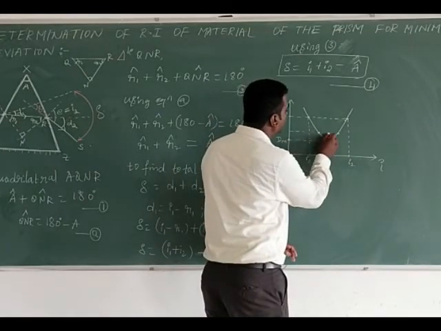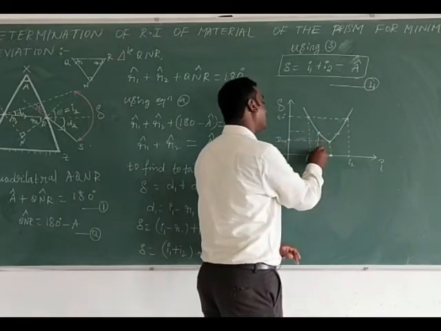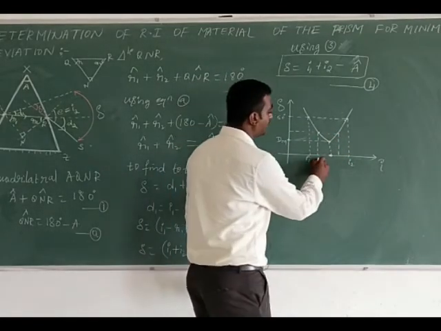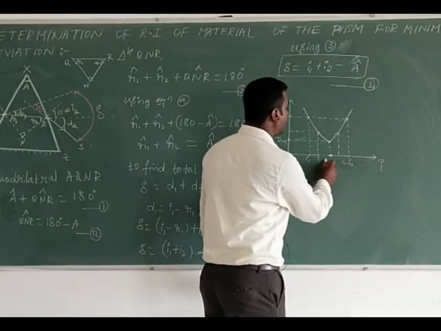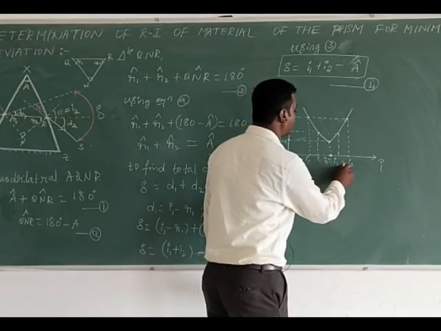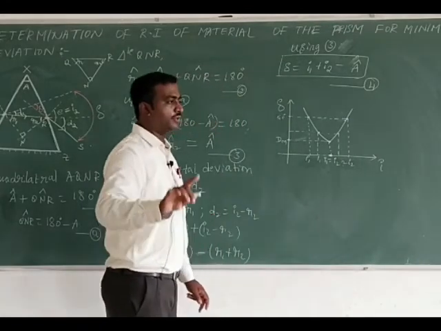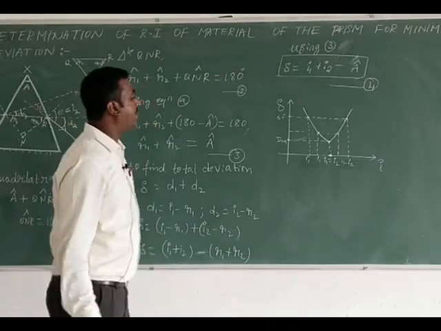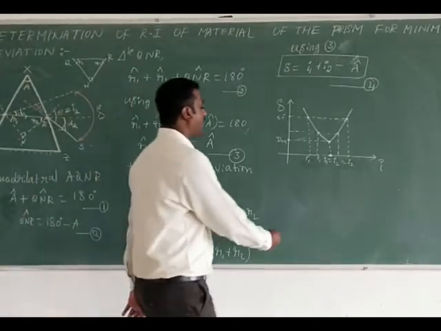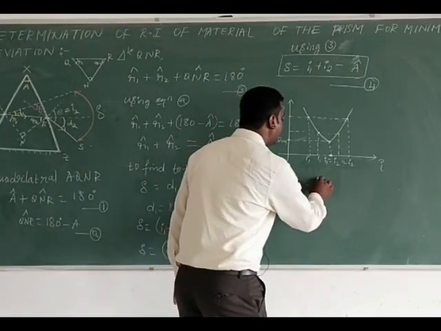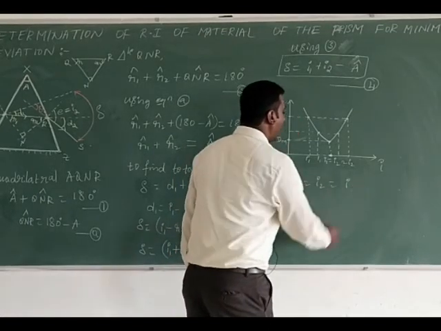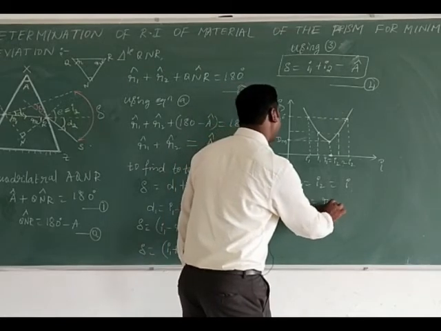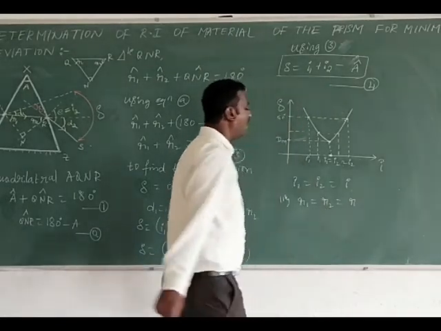Look here, the angle of incidence is going to change. There are two angles of incidence, I1 and I2, but here I1 is equal to I2, so both angles are the same, only one angle of incidence at the point of minimum deviation. That is the reason why we write I1 is equal to I2, which is equal to I. Similarly for refraction, R1 is equal to R2, which is equal to R.